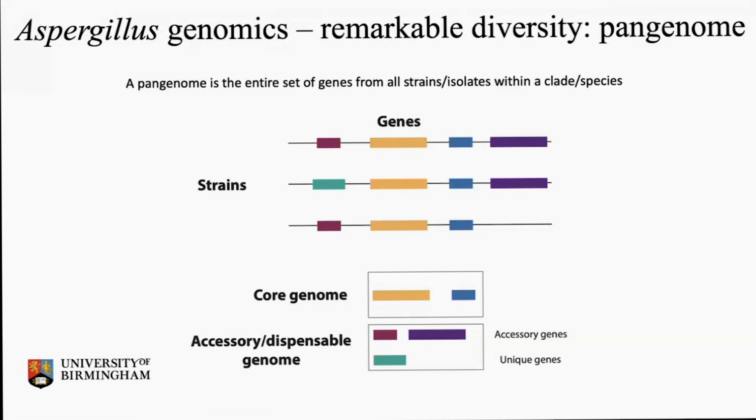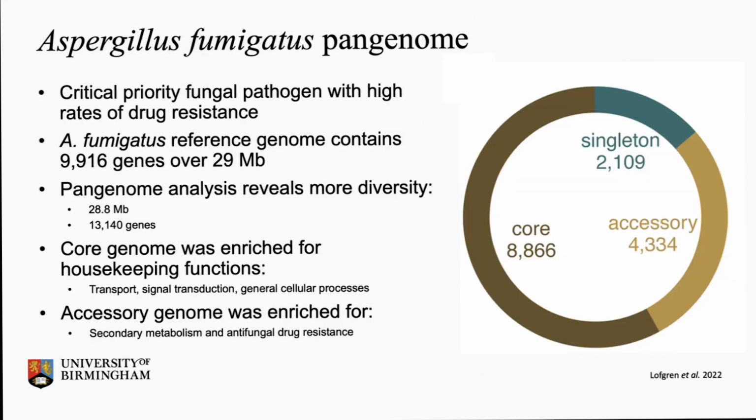So if we take this little cartoon here, we've got 3 strains just as a representative. The yellow and the blue genes are common to all 3, so they would be defined as the core genome. But the purple, the red, and the green aren't common to all 3. So they are the accessory genome, with the green gene only found in the middle strain, so that's classed as a unique gene.